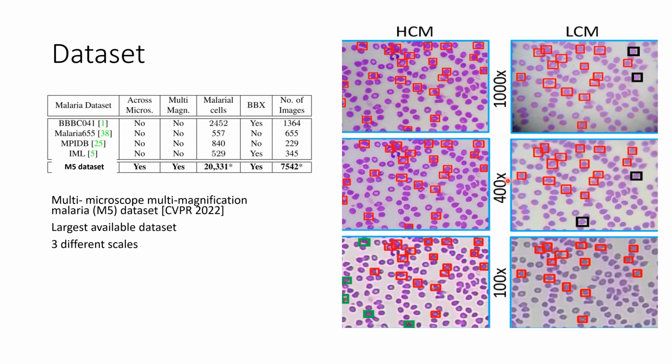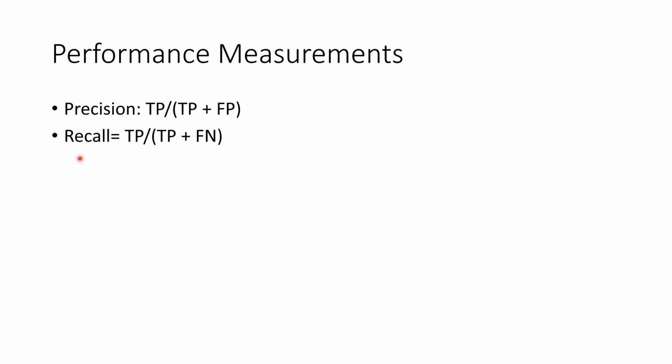Less zoom out version, 100x. And two types of microscope, low cost and high cost. For performance measurements, we are considering very standard metrics, following the prior protocols. Precision is the fraction of true positives among the predicted labels. Recall is the amount of parasites we retrieve from the total number of parasites.